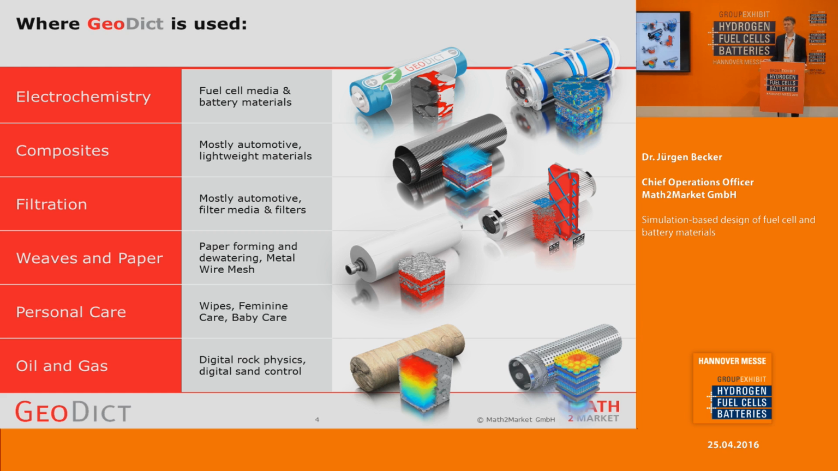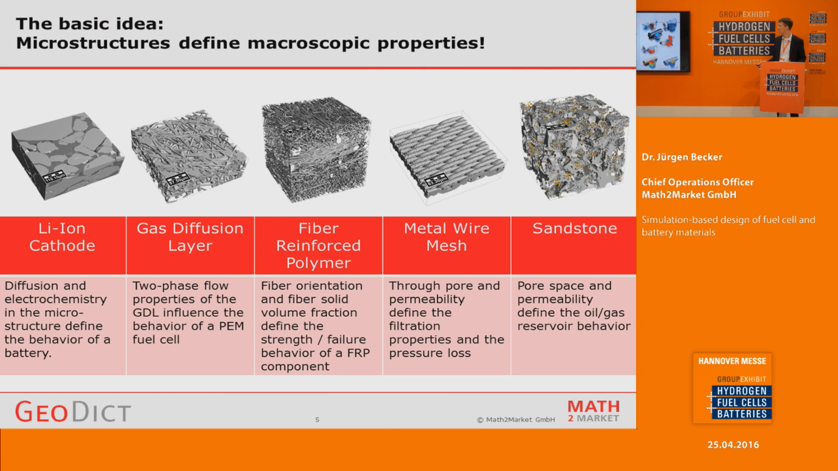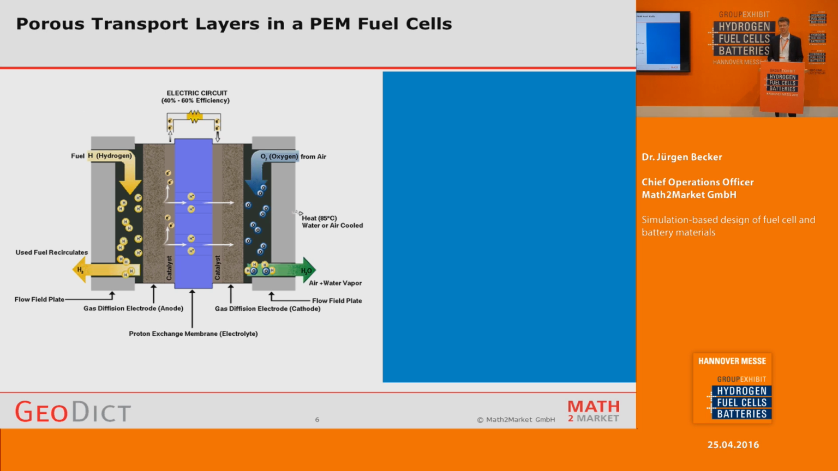This can be used in a number of applications where, for this forum, the most important is the electrochemistry for fuel cell and battery materials. But of course, you can also apply that to all materials where the microstructure is really important for the behavior of the material. As you see here in a few examples, we can apply that to cathode materials of lithium-ion batteries. We can apply that to gas diffusion layers of PEM fuel cells. It can also be used to model carbon composites, metal wire meshes, but even natural materials like sandstone can be simulated and analyzed.